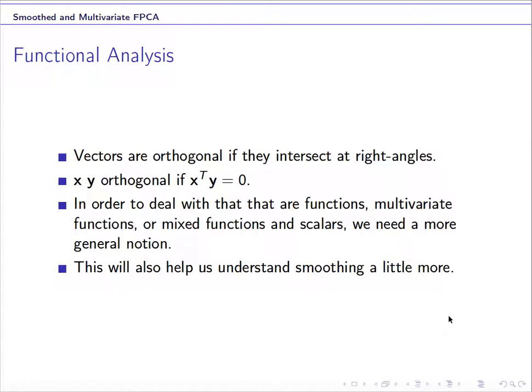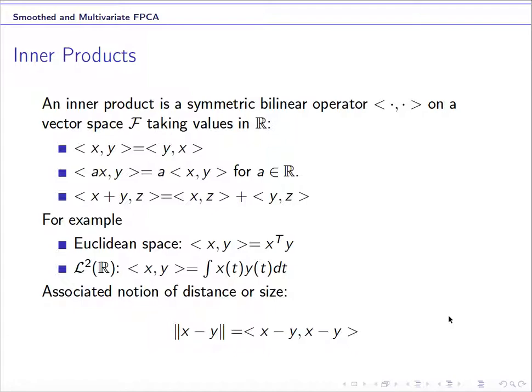If the inner product of x and y equals 0, it means x and y are orthogonal, right? Here is the definition of the inner product. How many of you have heard about the inner product before? Okay, most of you. Basically, an inner product is a symmetric bilinear operator on a space. It doesn't have to be a vector space, it can be any space. It has to satisfy three properties.